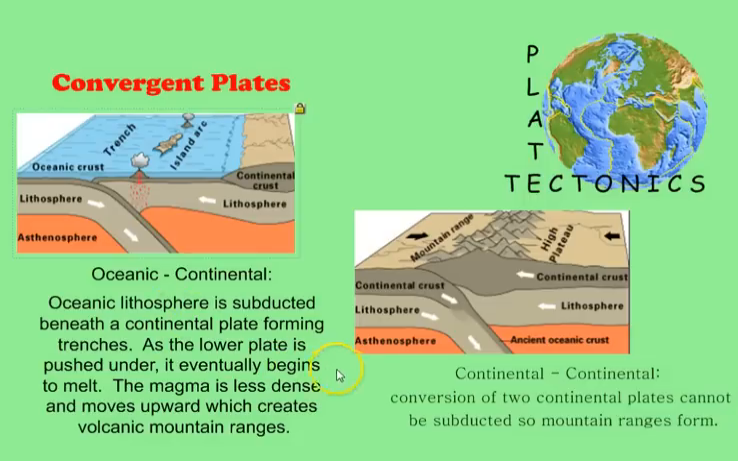Another type of convergent plate is when you have a continental plate moving towards another continental plate. The convergence of two continental plates cannot be subducted because they have the same density. So this is where they buckle up and you see mountain ranges form. So convergent plates can create trenches, volcanic activity, or mountain ranges.